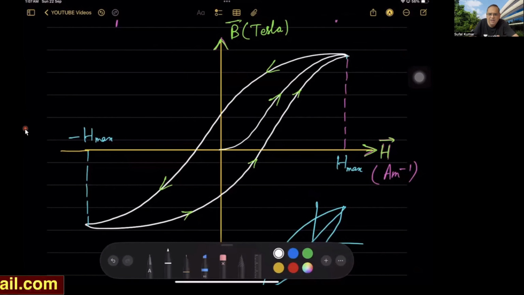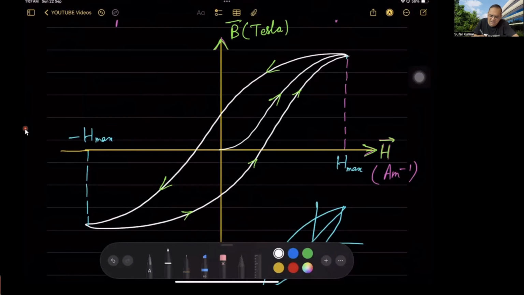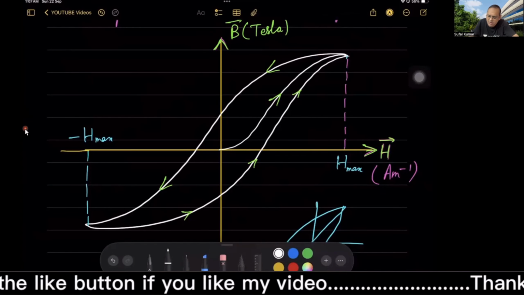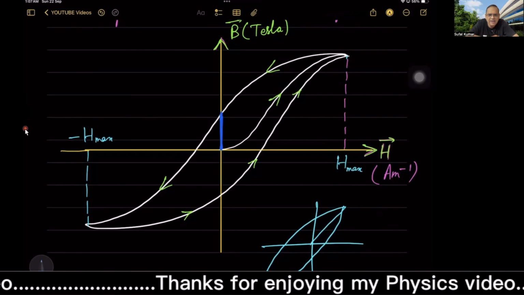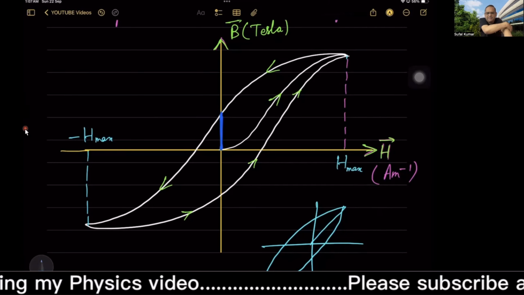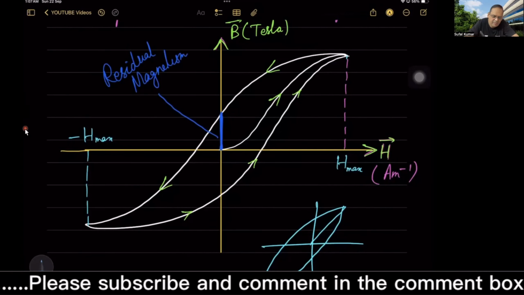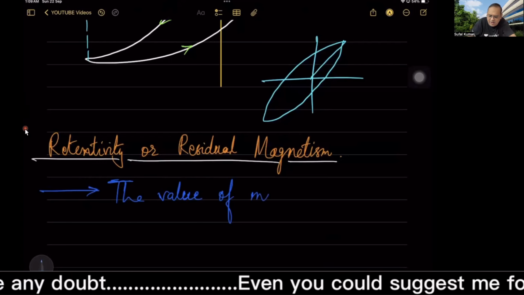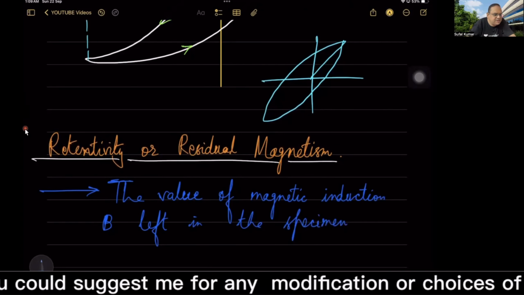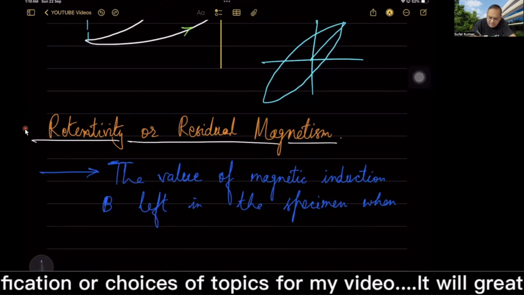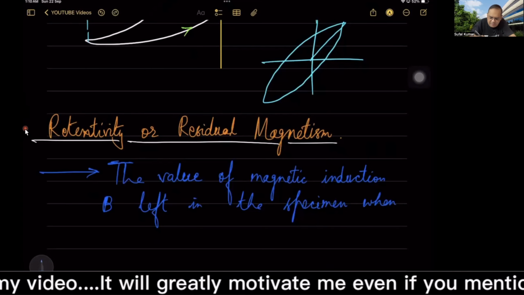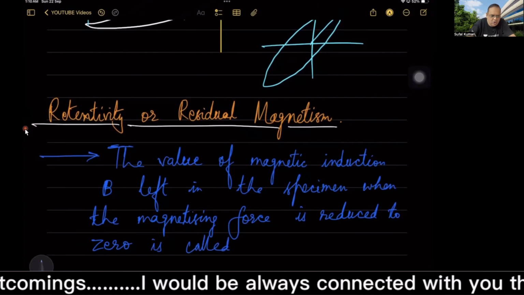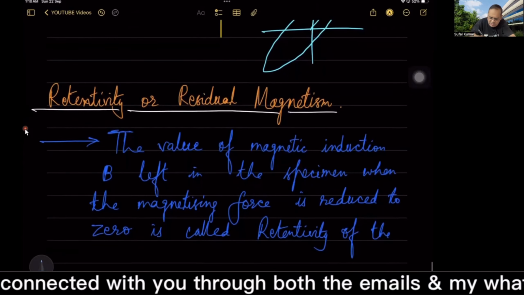So till now, your magnetic material has retained the magnetism, the amount of magnetism and the magnetic field. What is that? This bold blue line is residual magnetism and retentivity. Residual magnetism, how do we define? The value of magnetic induction left in the specimen when the magnetizing force is reduced to zero is called retentivity of the material.